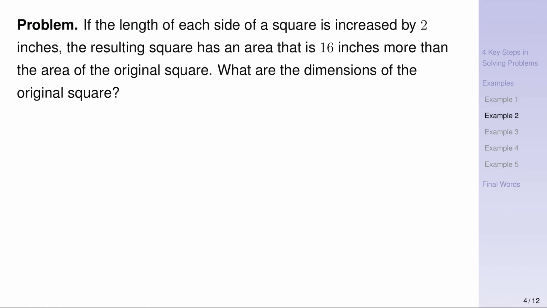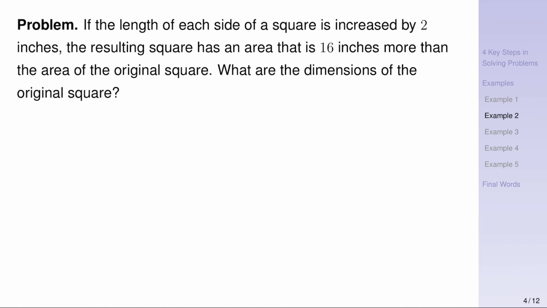Second problem. If the length of each side of a square is increased by 2 inches, the resulting square has an area that is 16 inches more than the area of the original square. What are the dimensions of the original square? So you can first try this one out on your own and pause this video for a while. Okay, good. Let's try it out.